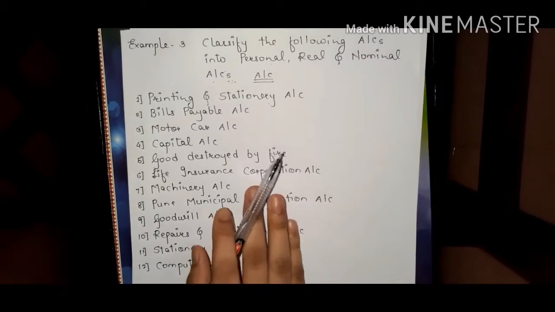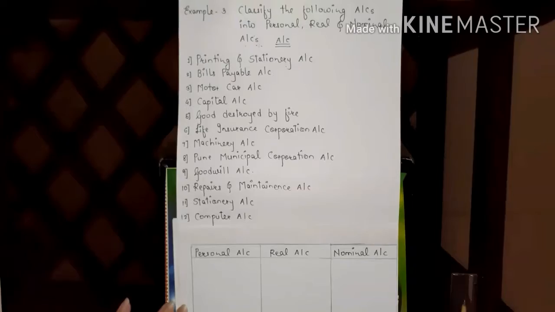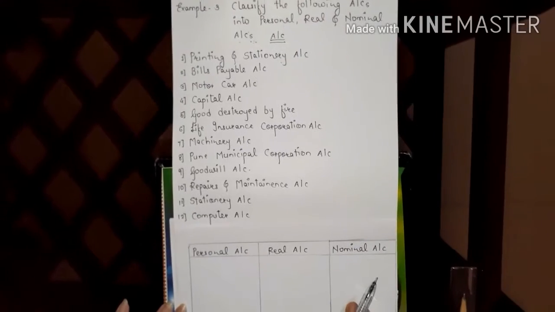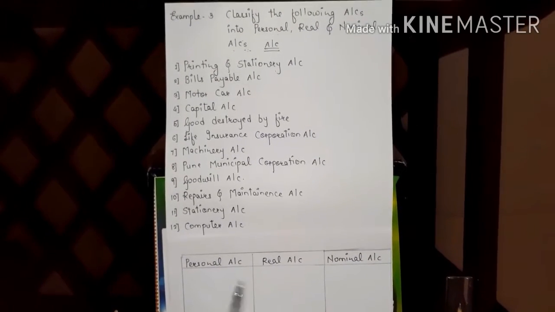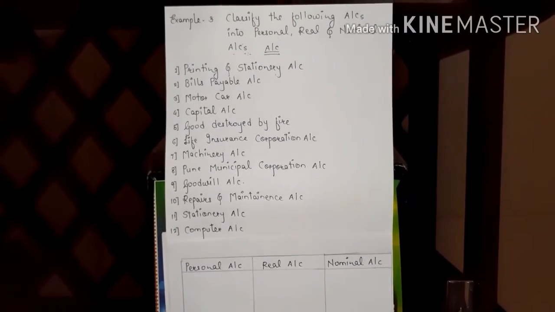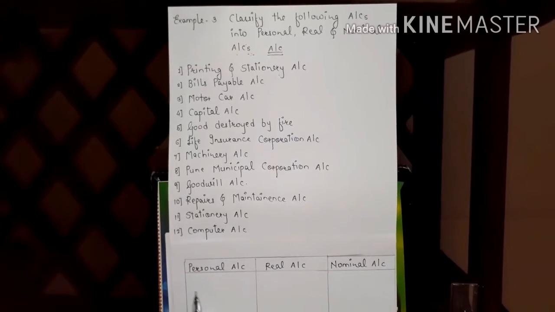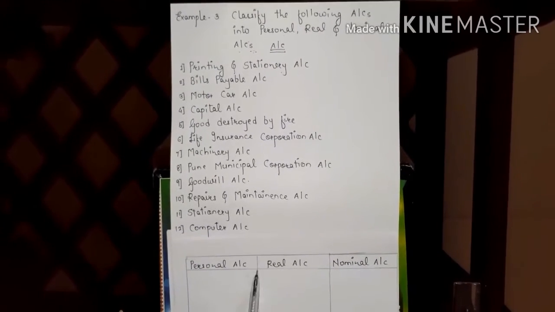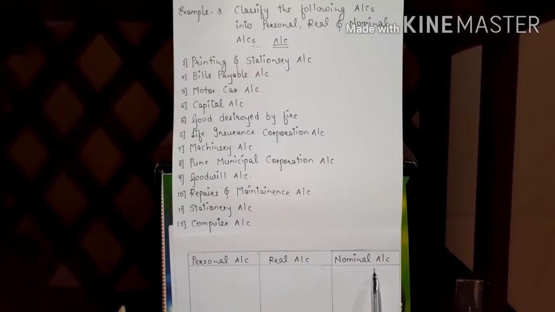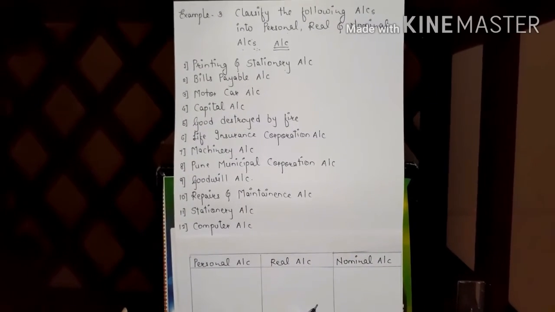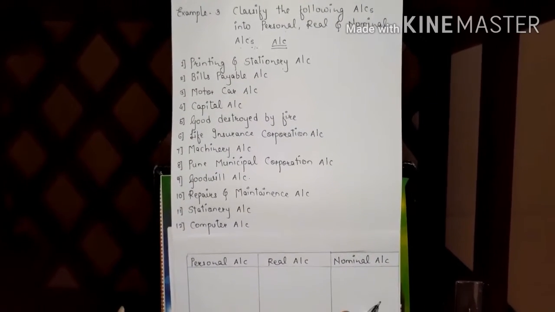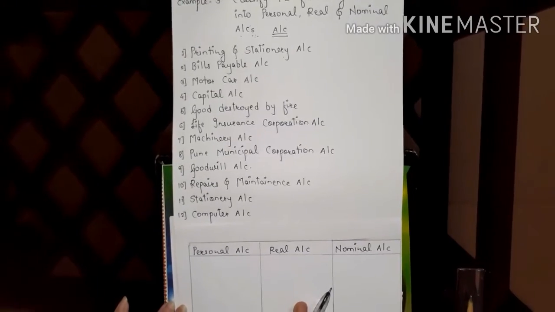So first we will draw a chart. Here I have already drawn a tabular form. This is how you have to draw this table. You have to draw 3 columns. In the first column you will write personal account, then real account and nominal account. This is how you have to make a table in which you classify the items.